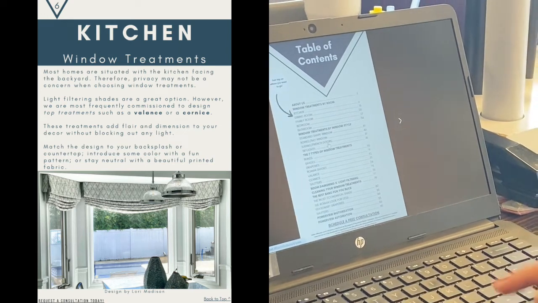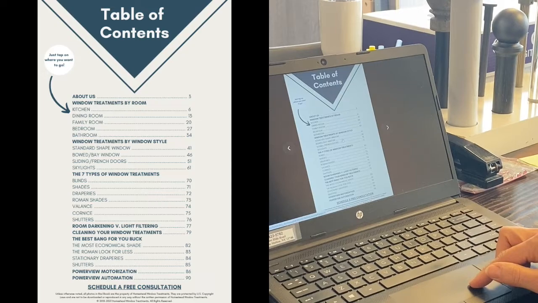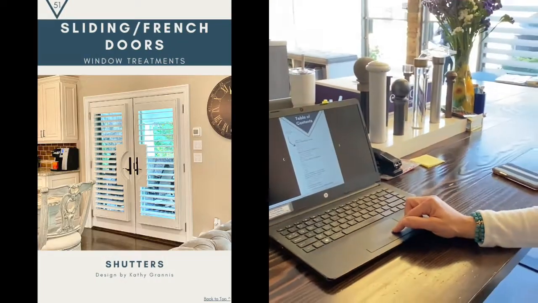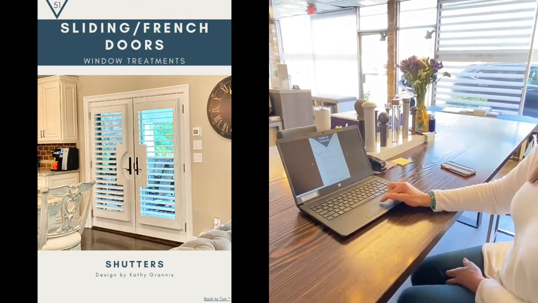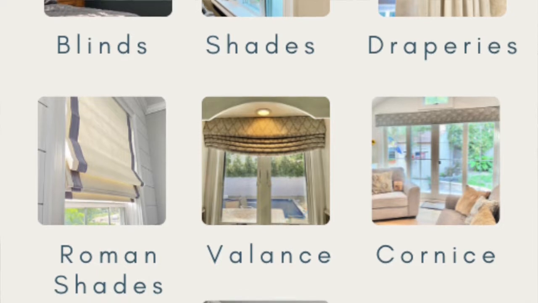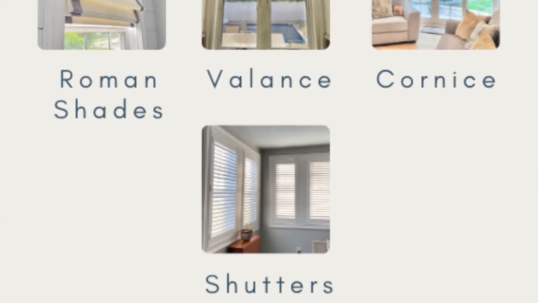You also can search for style. So if you wanted a particular style or shape of window, if you have a bow window, if you have a sliding door, you can click and shop by those types of windows. You can also shop by one of our 7 types of window treatments: blinds, shades, draperies, roman shades, valances, cornices, and shutters.